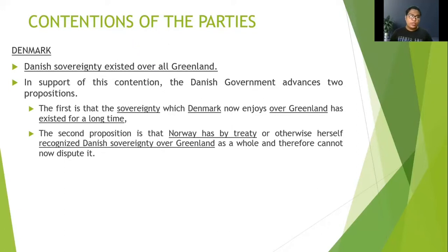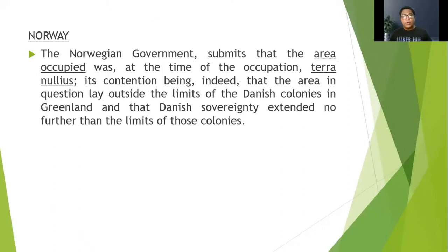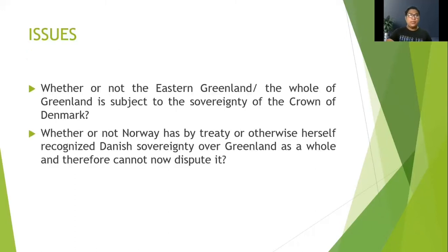In support of this contention, the Danish government advances two propositions. The first is that the sovereignty which Denmark now enjoys over Greenland has existed for a long time. The second proposition is that Norway has by treaty or otherwise herself recognized Danish sovereignty over Greenland as a whole and therefore cannot now dispute it. For Norway, it submits that the area occupied was, at the time of the occupation, terra nullius, or no man's land.